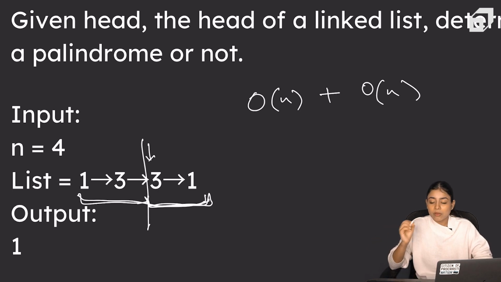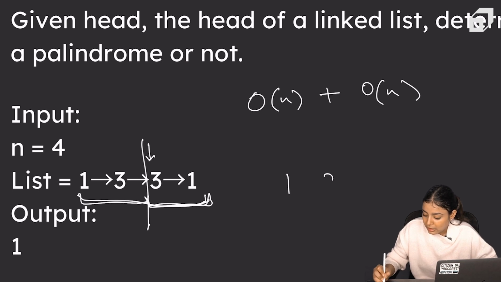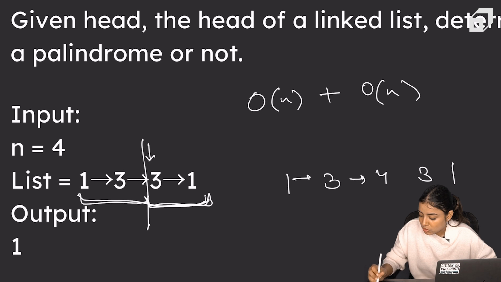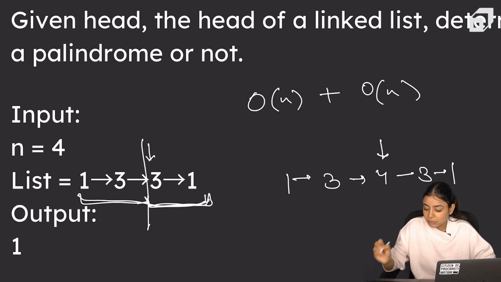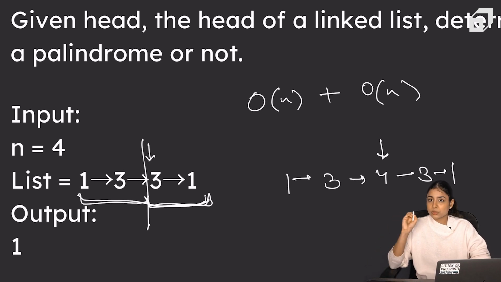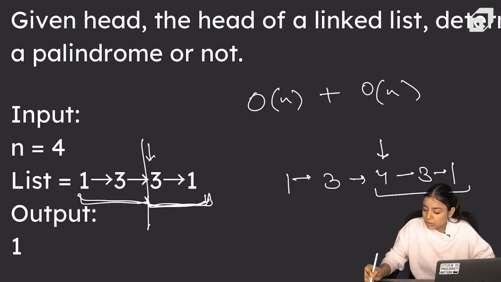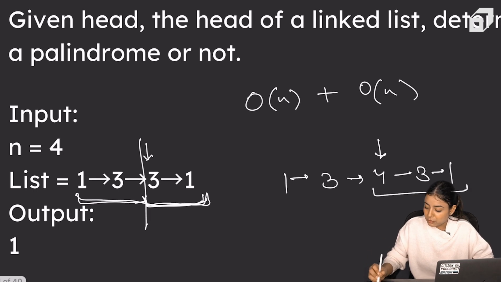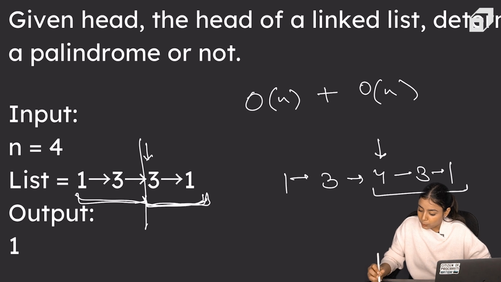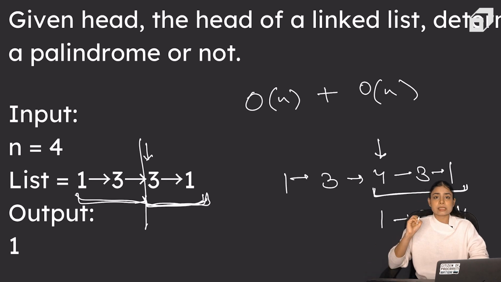Okay, so what I'm saying is, suppose this is my linked list. What we do is first of all find out the middle node. Okay, so 4 is the middle node. So starting from the middle node, just reverse the second part. If I reverse this part, what will this part of the linked list look like? It will look something like this. This is the reverse part. All right, and then I compare the first half and the second part.